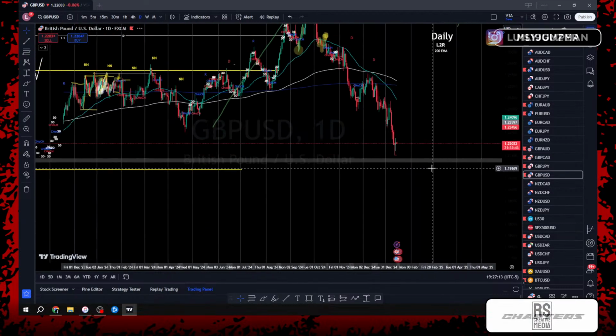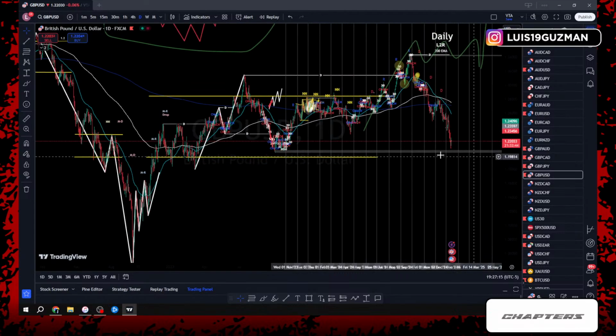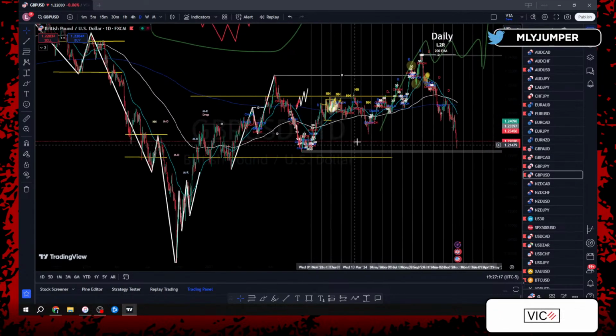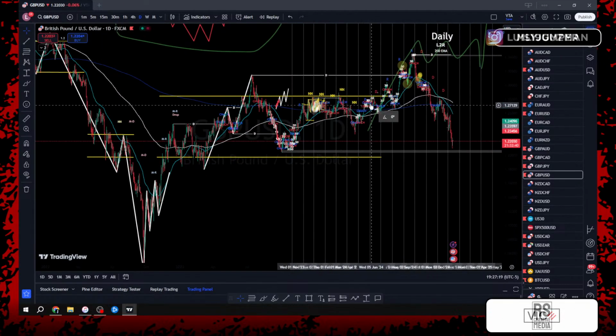GU. We were in the first zone of consolidation, looking for the second push to the top side. We did get the break of structure. Right after a break of structure, we're looking for a retest.